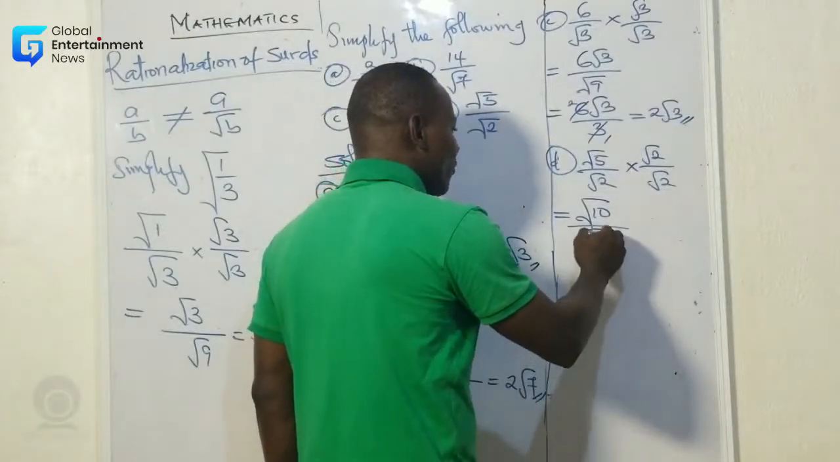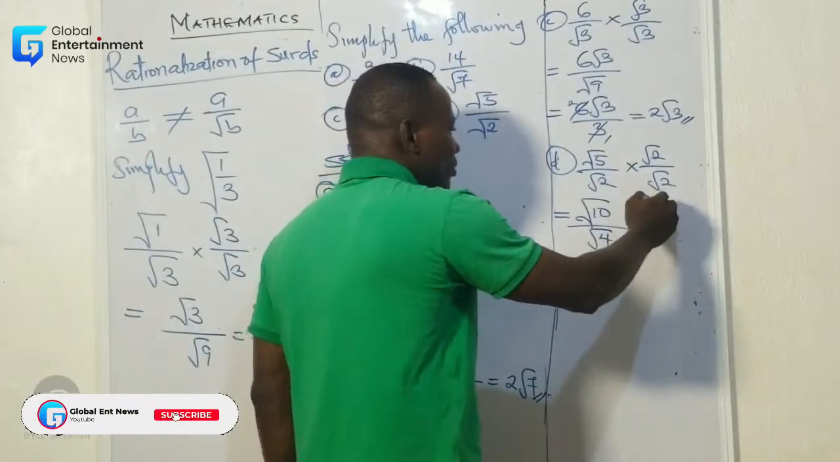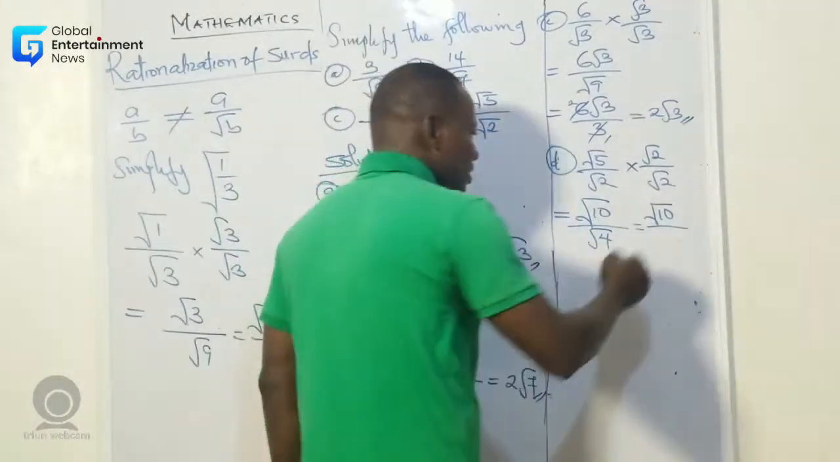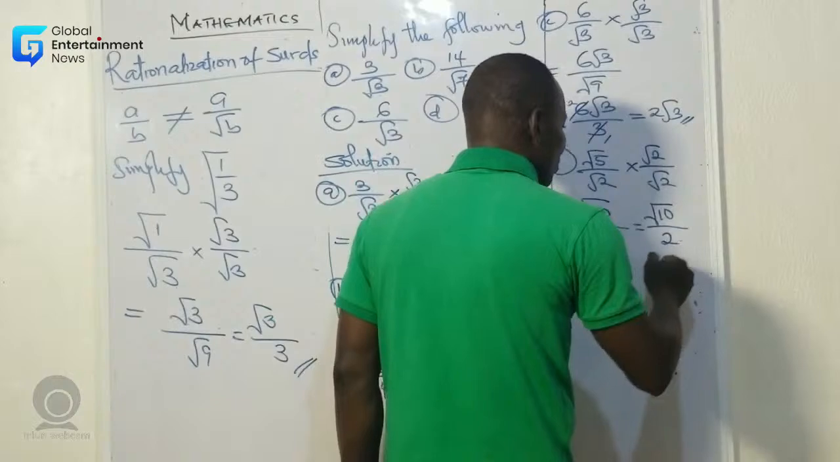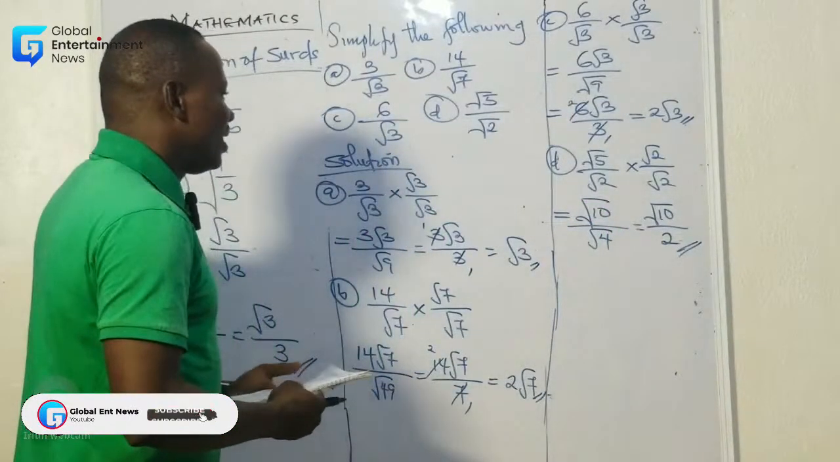That is root 4. Now we can't find the perfect square of this one, so it will remain the same, root 10 over, what is the square root of 4? That is 2. And this is my final answer. That is root 10 all over 2.